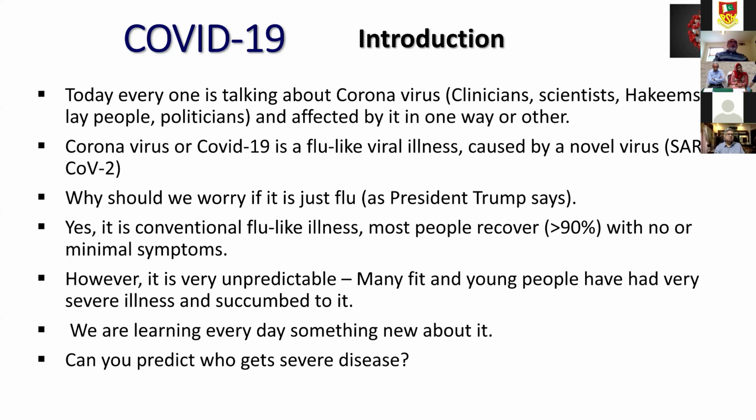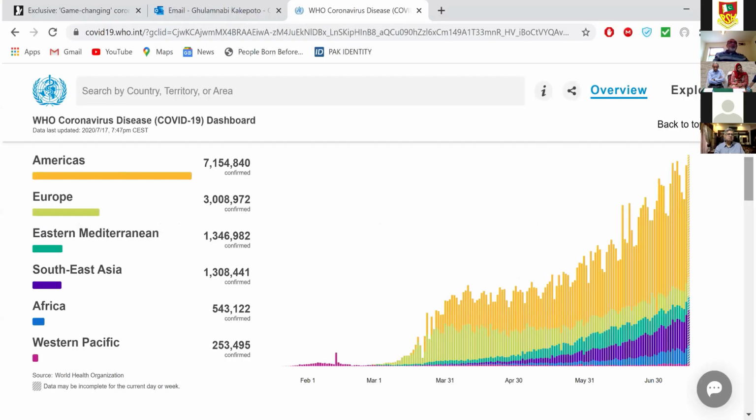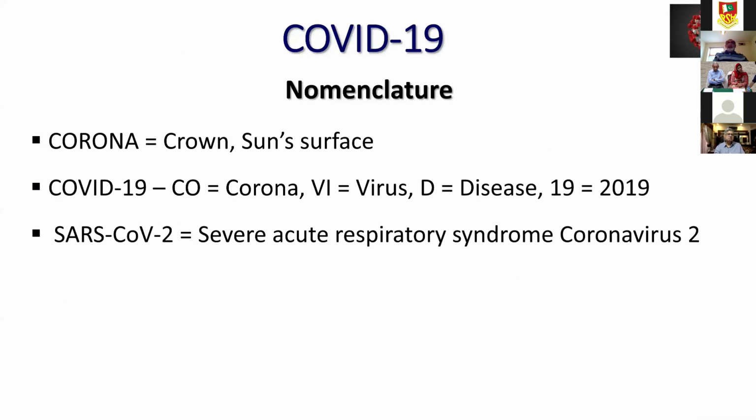So what is this coronavirus? Corona comes from crown. It looks like a crown which the princesses wear on their head, and the sun's surface is also called corona. It's a circular shape. You can see it at the right-hand corner of your screen.